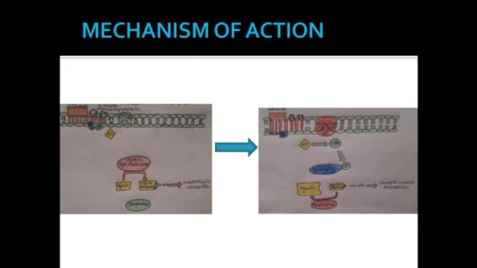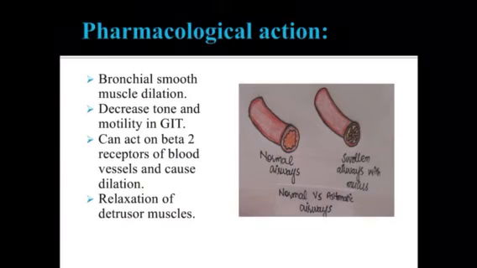When salbutamol attaches to beta-2 receptors of bronchial smooth muscles, it activates adenylate cyclase. By the activation of adenylate cyclase, the cAMP amount increases. Increased cAMP inhibits the myosin light chain kinase enzyme and it inhibits myosin phosphorylation. And at the end, smooth muscles relax.